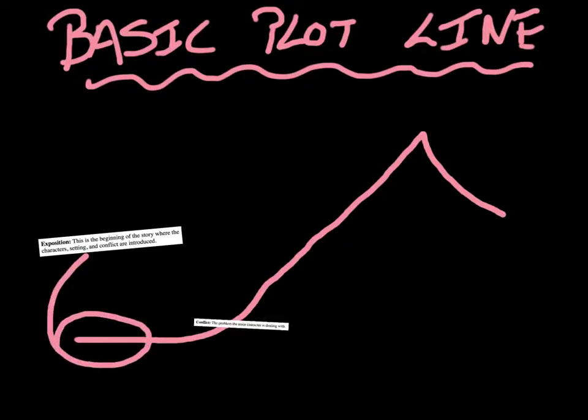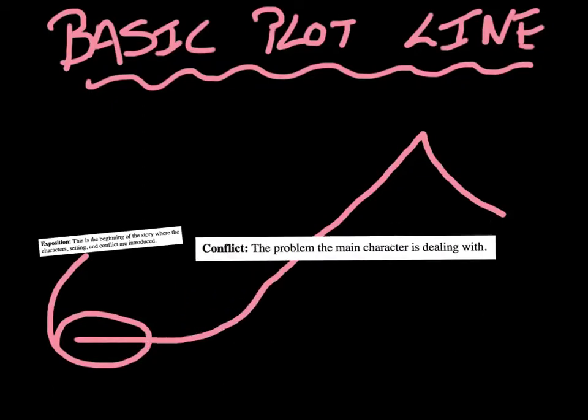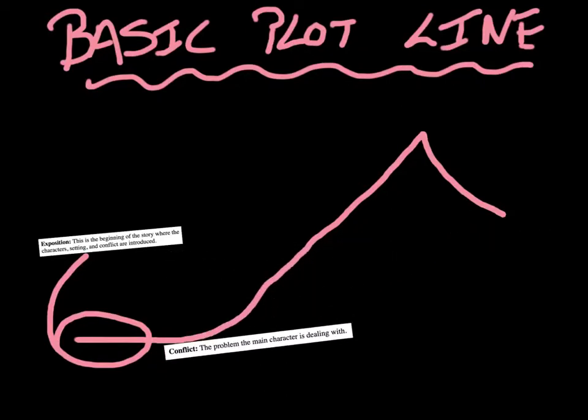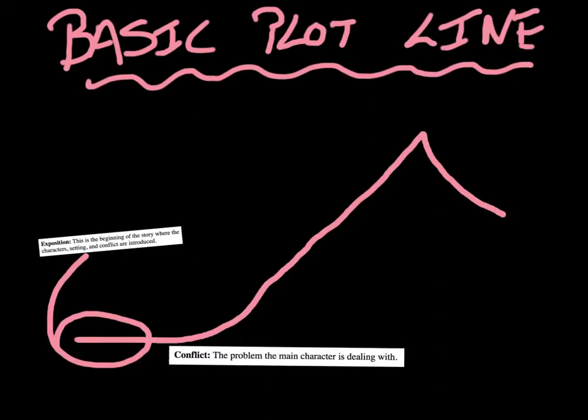The next important term for us to know is conflict. The conflict of the story is the problem the main character is going to be dealing with. And in the short story that we're going to be writing, it'll be about a social issue. And you'll find out what that problem is going to be for your main character. The conflict of your story is always going to want to be brought up here in this beginning area of your plot line.